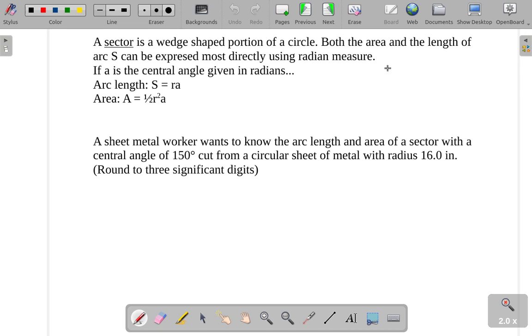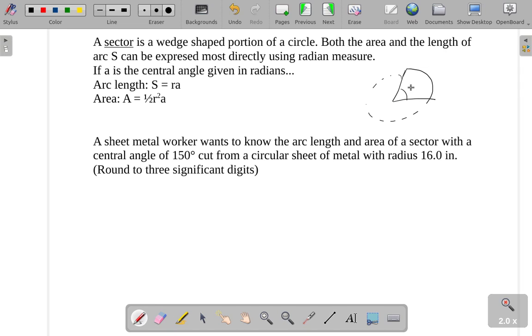So let me first draw a sector. If we have a circle and we cut out a piece like this, and then I just throw this stuff away, then what's left is a sector.